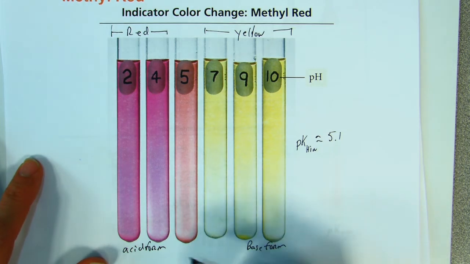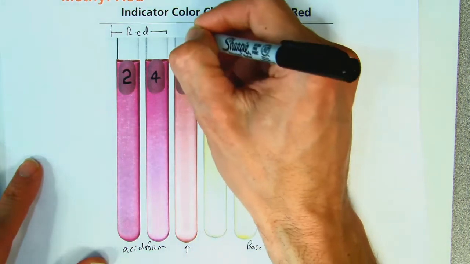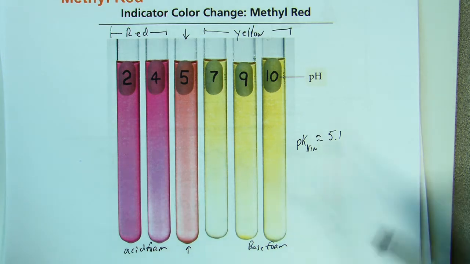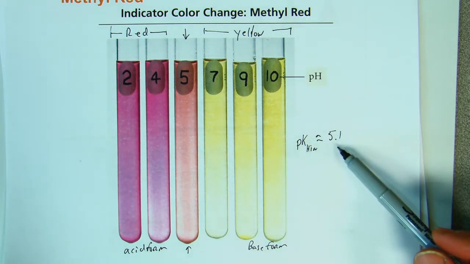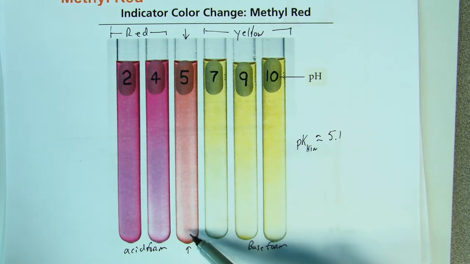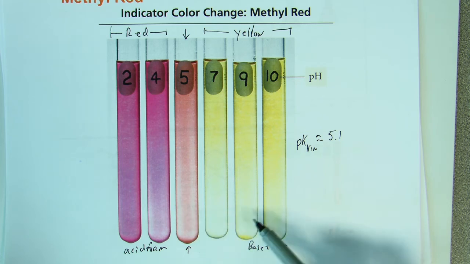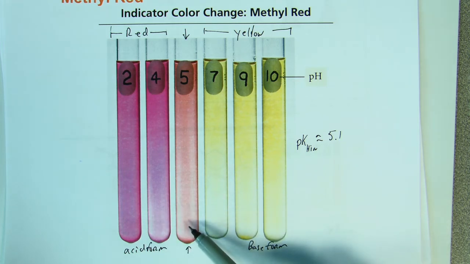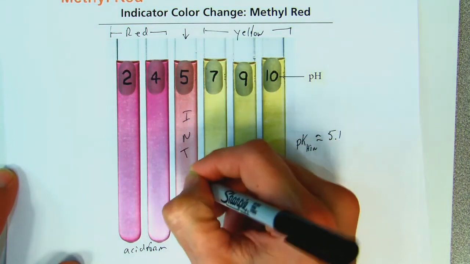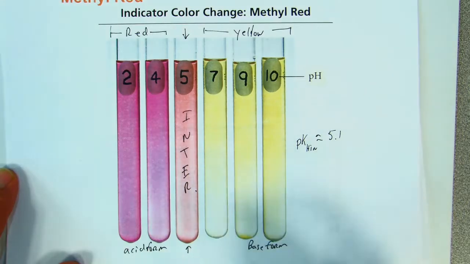But there's this one interesting point that I want to key in on right here in the middle. At pH 5. You see how it's kind of a different color there at pH 5? It's somewhere in between, isn't it? And that's because that pH is really close to the pKHIn. So at that pH, you've actually got this colored blend of both the acid and the base form. So it results in this intermediate color, doesn't it? Somewhere in between, it's an intermediate color.